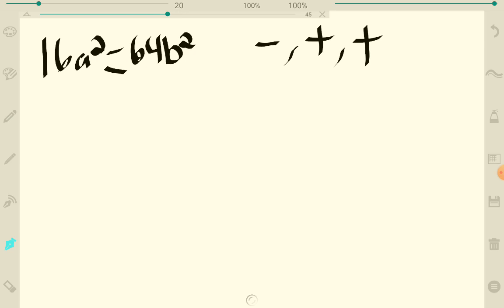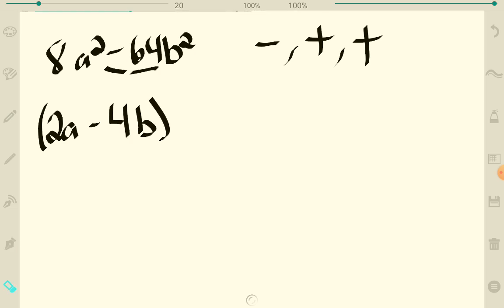So for 16, we know that 2 times 2 is 4, times 2 is 8. So that doesn't work. 3 times 3 times 3 is 27, so that doesn't work. So let's use a different number instead of 16. We can use 8. And 2 cubed is 8, so it would be 2a minus, and then the cube root of 64, which is 4b. And sorry, this should be cubed.